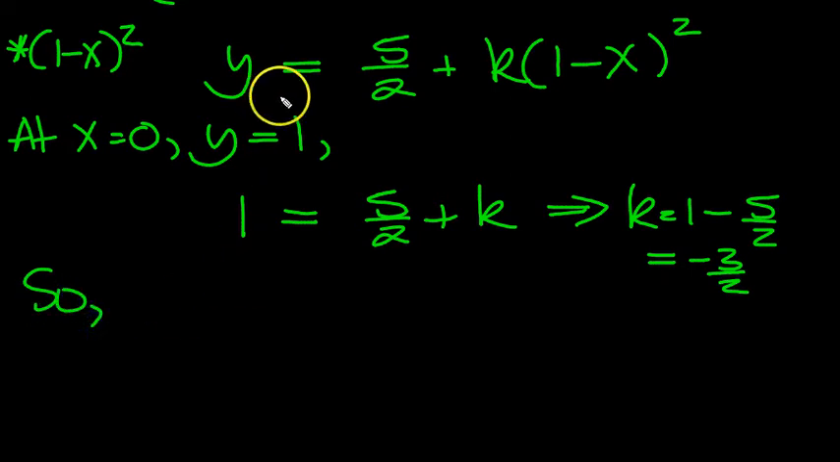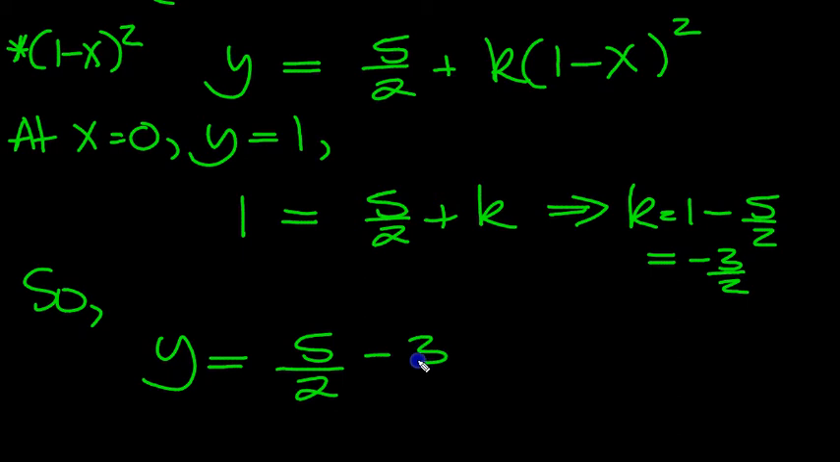So finally then, we have y is equal to 5 over 2 minus the 3 over 2, which is the k value, times 1 minus x bracket squared. There we go. There's our solution.